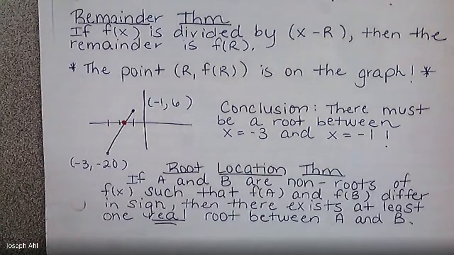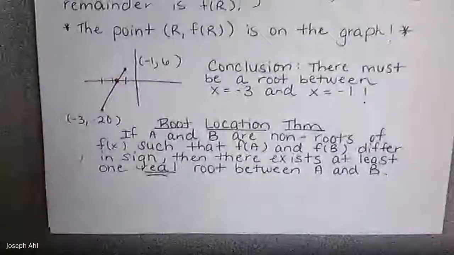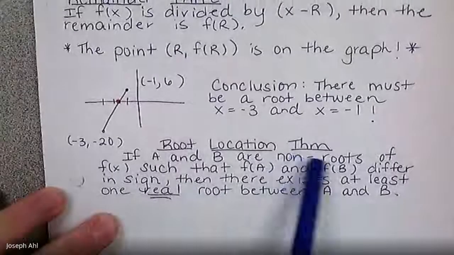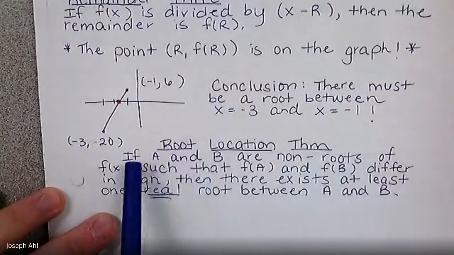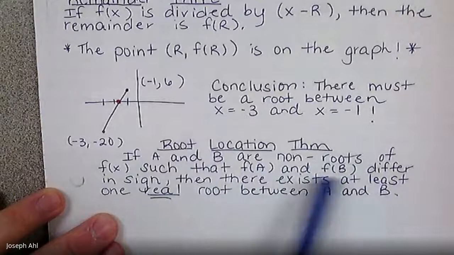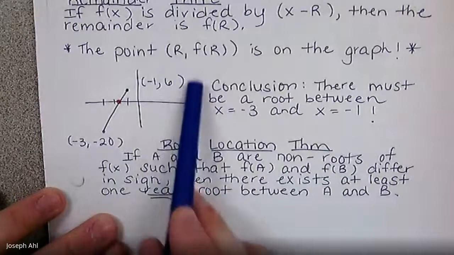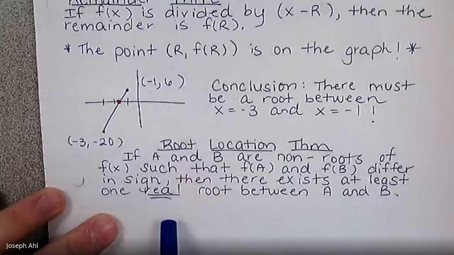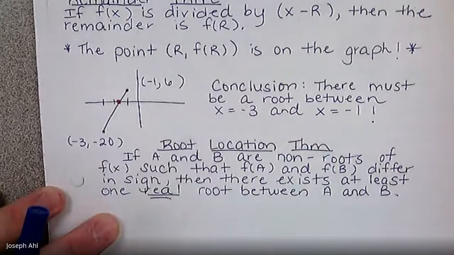So here's what the root location theorem states. Pretty formal definition here, but it says if A and B are non-roots, so capital A and capital B are not roots of f of x, such that f of A and f of B differ in sign, right? f of A was -20, f of B was +6. Then there exists at least one real root between A and B. You have to cross the x-axis to go from a negative to a positive y value.